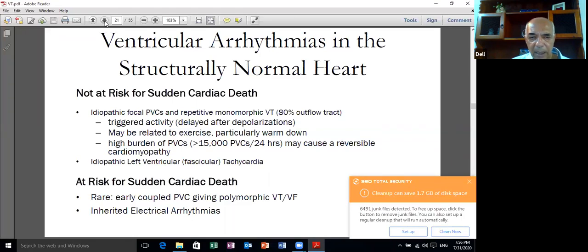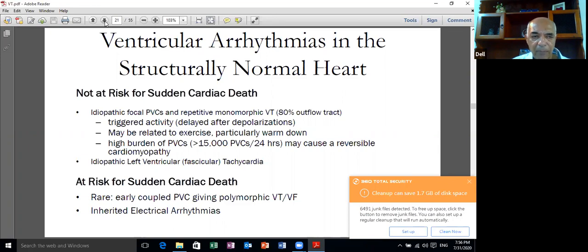They are exercise related. With exercise or sympathetic stimulation, you get activation of cyclic adenosine monophosphate, and this increases the calcium load responsible for after depolarization. And a high burden of this PVC can produce an irreversible form of cardiomyopathy.